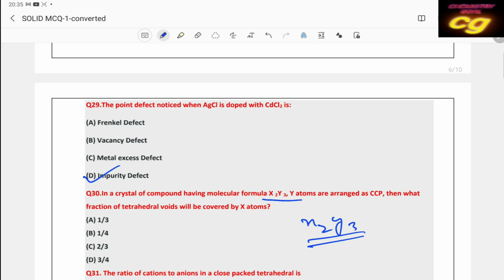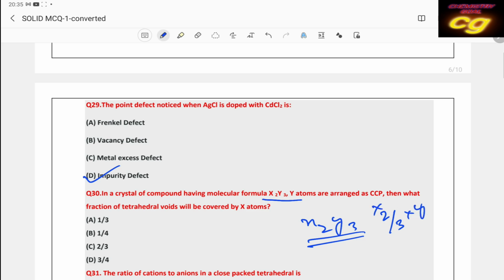How will it be produced? As Y3, here 3 is coming. As we know, to calculate the number of tetrahedral voids, the formula 2 will be multiplied. After multiplying by 2, this is the formula. So 2 into here 2/3, then Y.